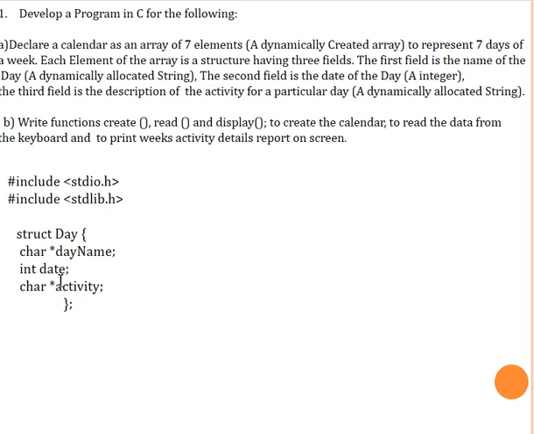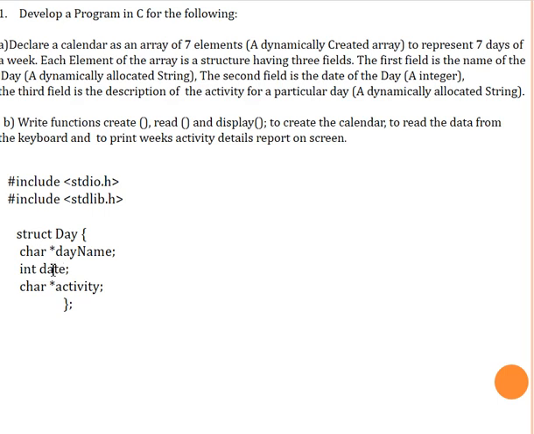As we know, every program begins with the standard stdio.h as well as stdlib.h. The stdio.h includes the standard input output library functions like printf as well as scanf, and the standard library stdlib.h provides functions like malloc and free for dynamic memory allocation.